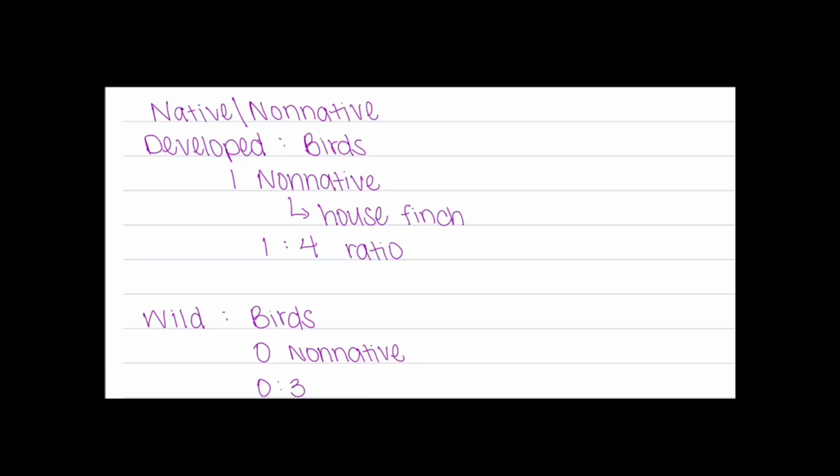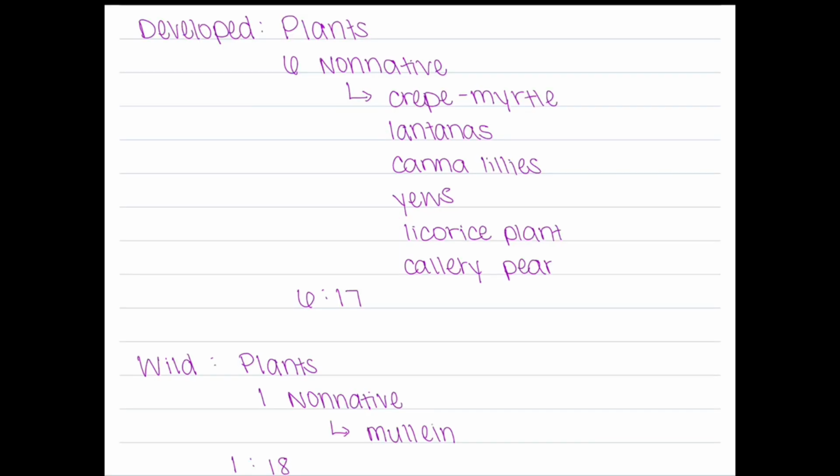To analyze the invasive species in each plot for both birds and trees, we found the ratio of non-native to native species. The developed plot showed only one non-native species, being the house finch, giving us a 1:4 ratio. The wild plot showed 0 non-native birds, giving us a ratio of 0:3. We found 6 non-native plants in our developed plot and 17 native plants, giving us a ratio of 6:17. For the wild plot, there was only 1 non-native plant, giving us a ratio of 1:18.